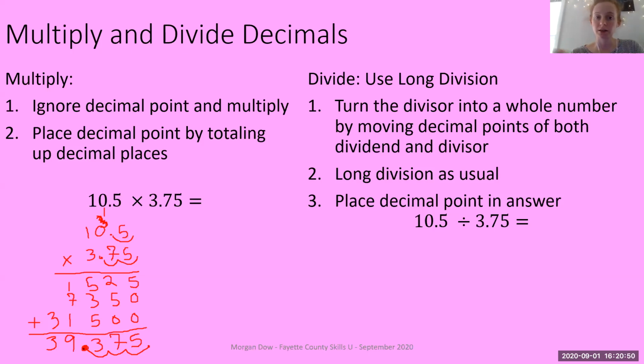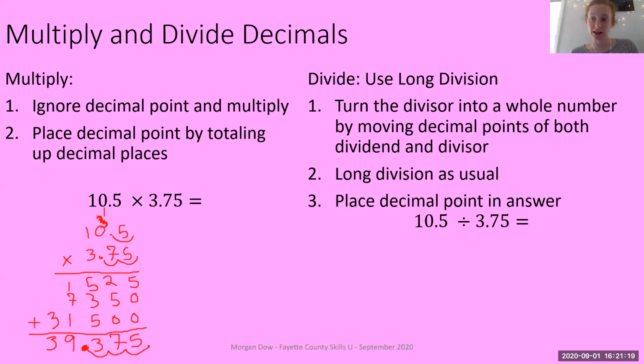When we divide decimal numbers by hand, we use long division. To make our lives easier, we turn the divisor into a whole number by moving the decimal points of both the dividend and the divisor. And then we do long division as usual, remembering to place the decimal point in our answer. That probably sounded a little complicated, all that stuff about the dividend and divisor. So let's just see it in action.